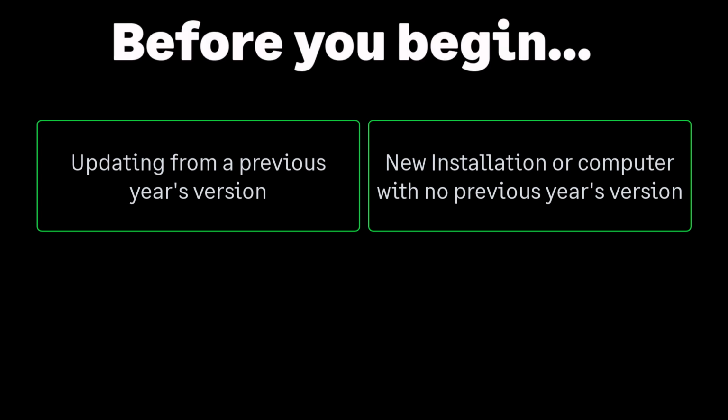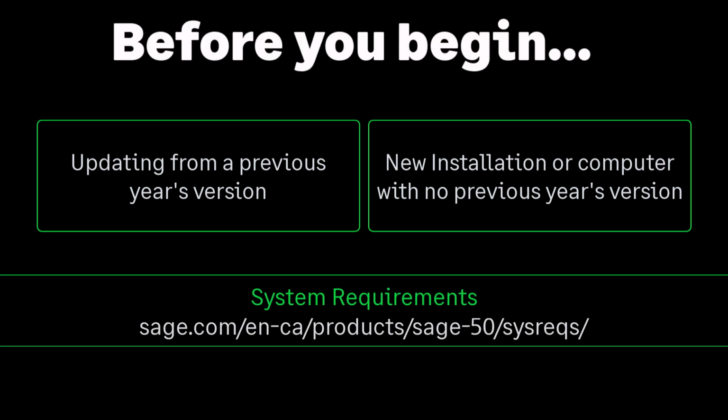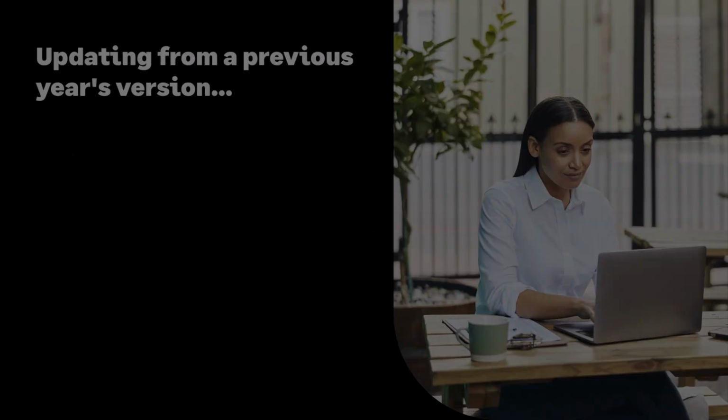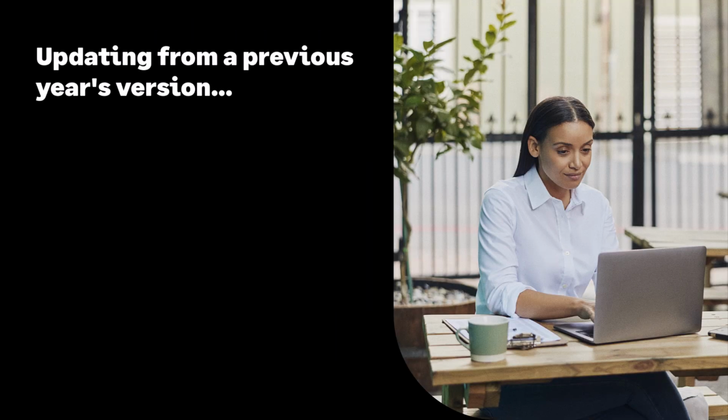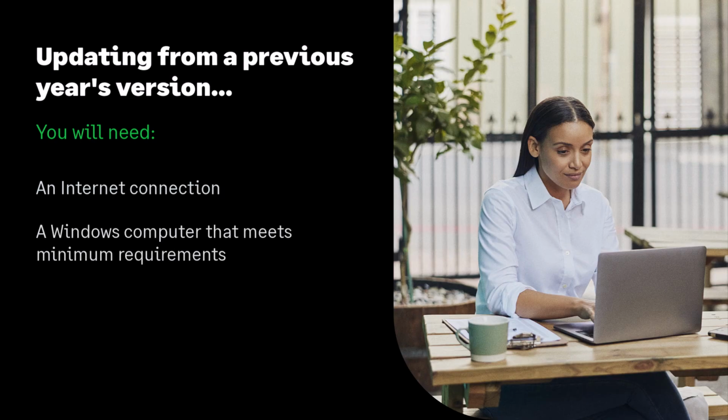Before you begin, make sure you have the requirements for your installation scenario. If you're updating from a previous year's version of Sage 50, you'll need an internet connection to download the latest release and a Windows computer that meets the current Sage 50 system requirements.